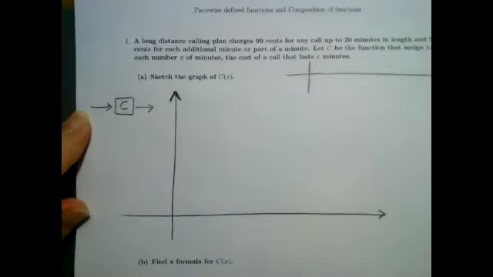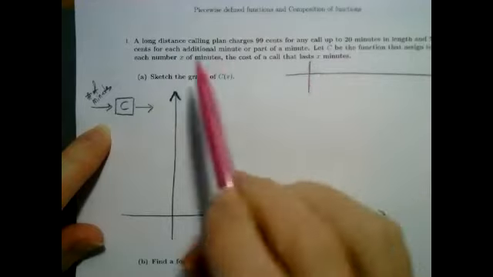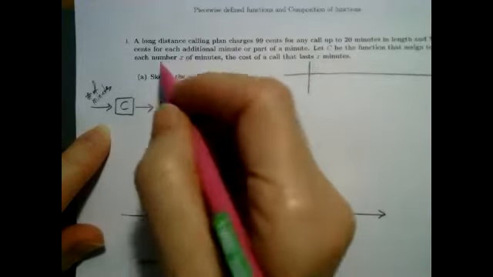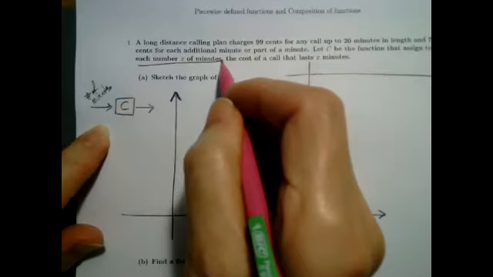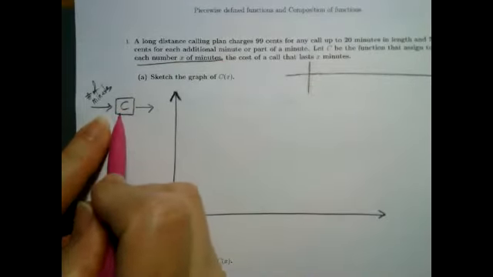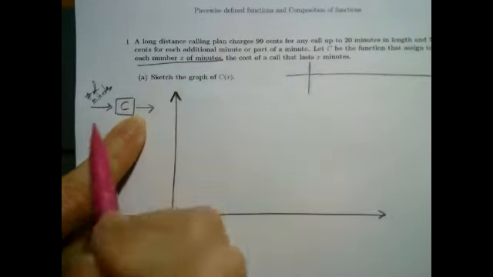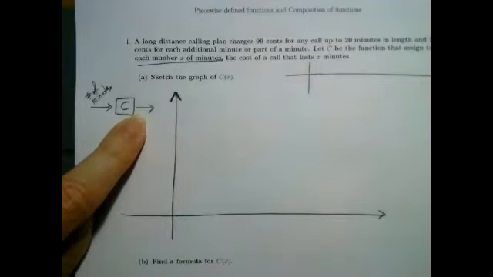Question number 1. What's the input? 99 cents. No. The number of minutes of the call. That's what you input. You input the number of minutes. So let C be the function that is assigned to each number of minutes. So you give it the number of minutes. What should it give you? What's the output here?